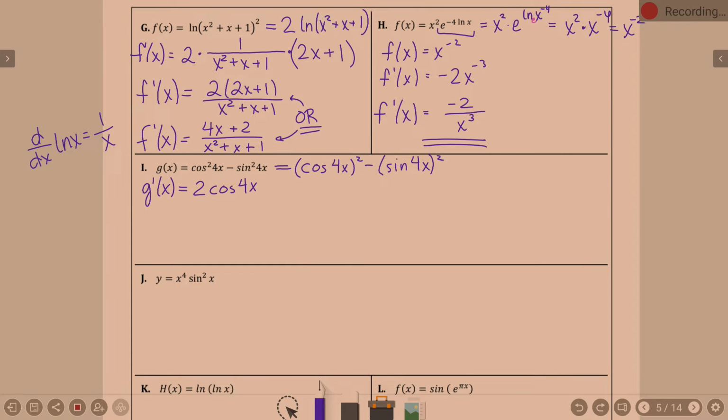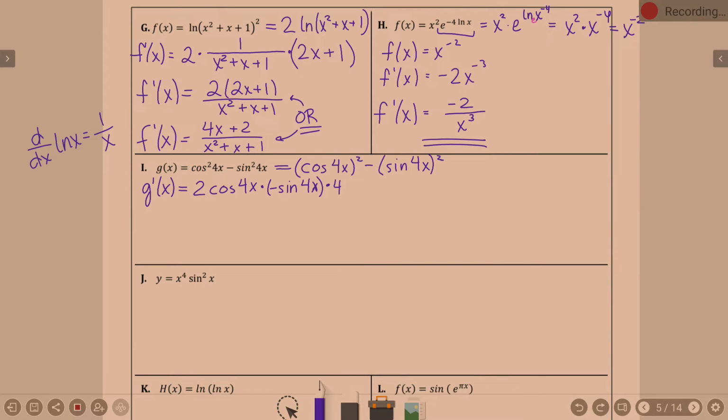Negative sine. So something raised to the second is 2 times something raised to the first times the derivative of something. What's the derivative of cosine of something else? Derivative of cosine of something is negative sine of something. Does 4x have a derivative? Yes. What's the derivative of 4x? 4. And then you can stop there because we just took the last derivative we can.